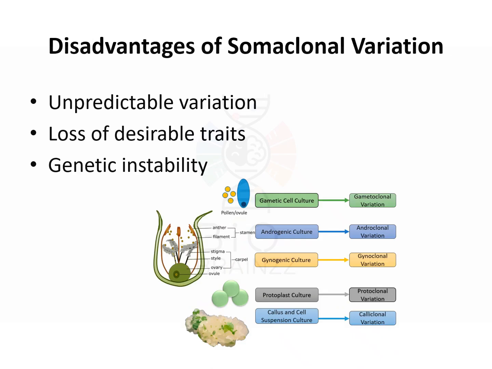However, somaclonal variation is unpredictable. Many variations are undesirable and may reduce plant fitness or productivity. Genetic instability makes it difficult to maintain uniform plant populations. Therefore, careful screening and selection are required before using somaclonal variation in agriculture.